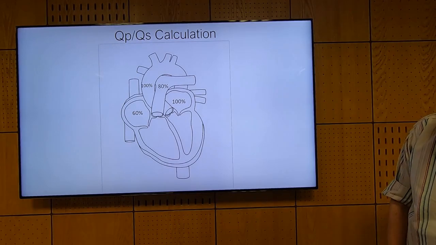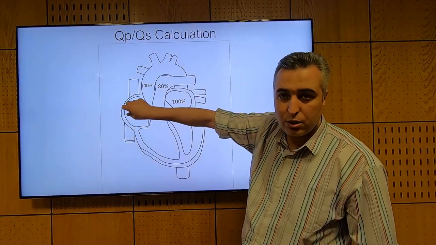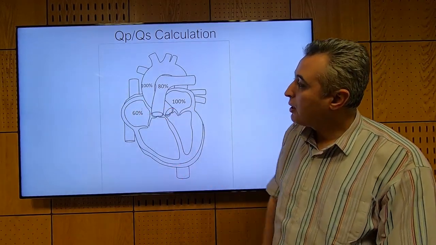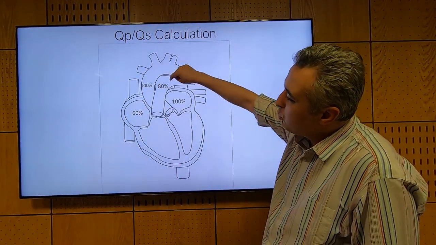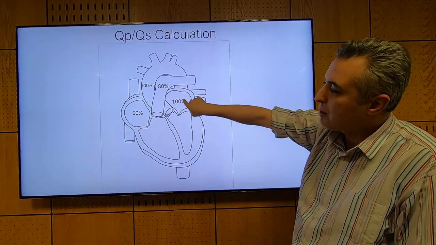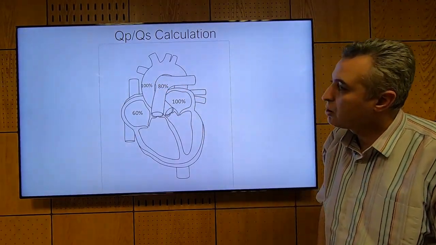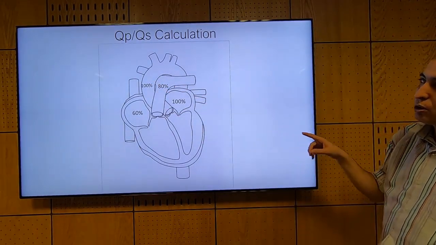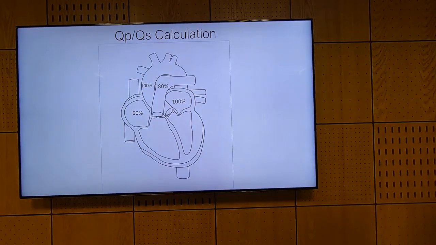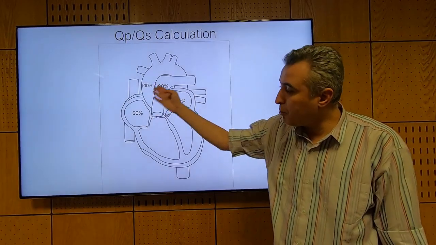So let's assume a patient has an oxygen mixed venous saturation of 60, and then the saturation in the pulmonary arteries is 80, while the saturation in the left atrium is 100, and the saturation in the aorta is 100. Do you think there is a shunt or no shunt here? There is a shunt. Why is that? There is a step up of oxygen.